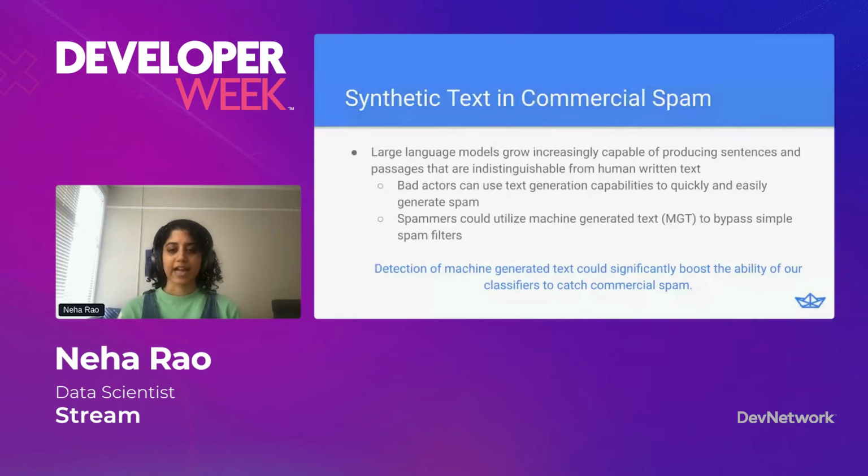So if we can catch spammers when they start using machine-generated text, we can stop them before they reach really high volumes of messages. Or if they are starting to use machine-generated text to bypass spam filters, we can catch them before their circumvention techniques start to get more and more sophisticated. So detection of machine-generated text could significantly boost the ability of our classifiers to catch commercial spam.